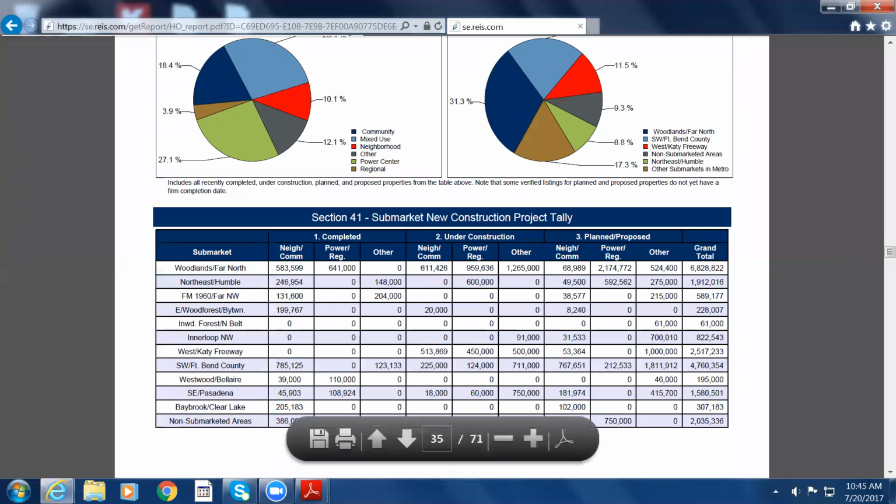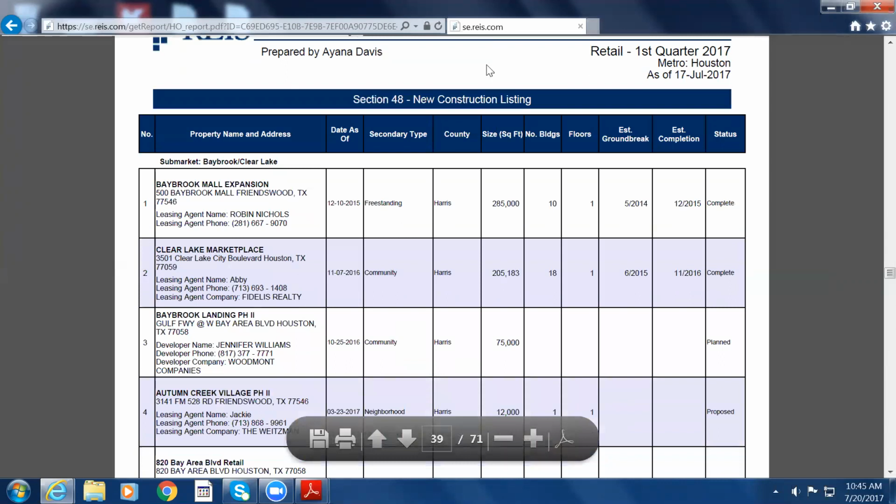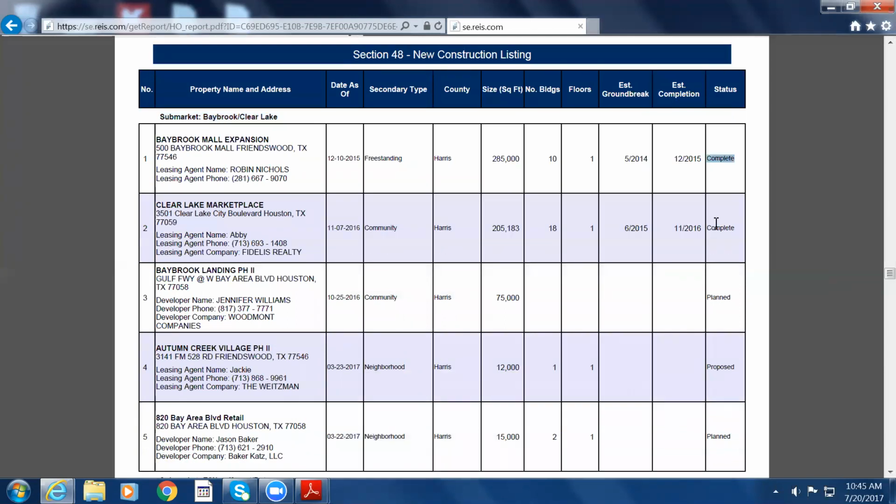Okay, now there's your tally, but if we wanted to see the hard numbers, I can go down to the bottom of the report, and not only will we provide you with the location of these properties, but we'll let you know who the leasing agent or developer is on those properties as well if you wanted to contact those people. So this is broken down by submarket, and it's going to be organized by the status. So the most recently completed towards the top, all the way down to the bottom for the proposed properties.